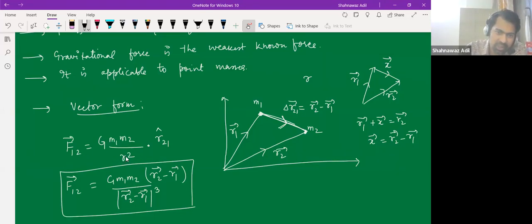So we know that this is dependent upon the separation square. This is the product of the masses, and the direction is where? So force on one due to two. Due to two, that will attract this M1. So force is in this direction, right? So the unit vector in this direction is R21 hat, right? And how do we calculate a unit vector? Do you guys remember? How do we calculate the unit vector, guys?